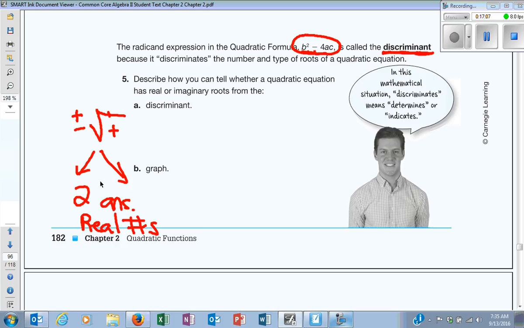What else could happen? What's another scenario where I have b squared minus 4ac? What else could happen? Not just a positive number. What else could I get? Okay, we'll go there. What if I have a plus or a minus, and I have a square root of a negative? What did we just spend the last two sections learning about when you have a negative under a square root? So you're going to have two roots, but they're going to be what? Two imaginary roots.